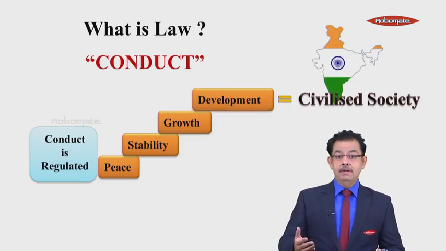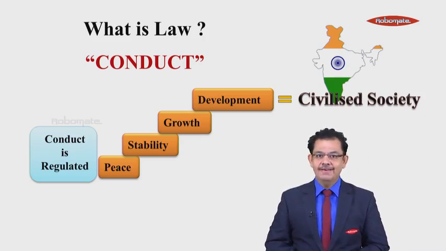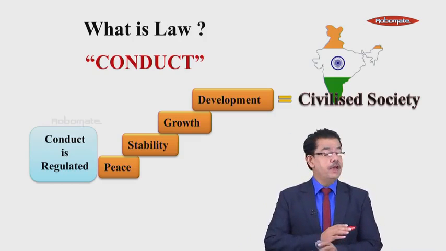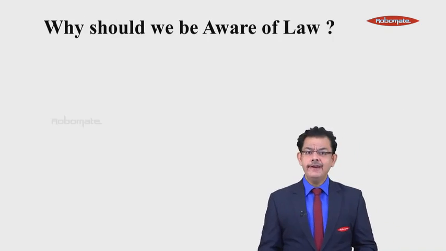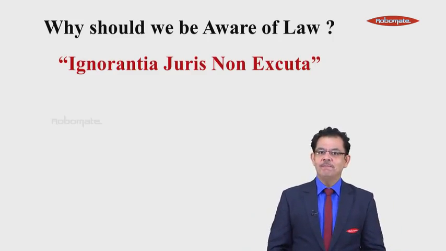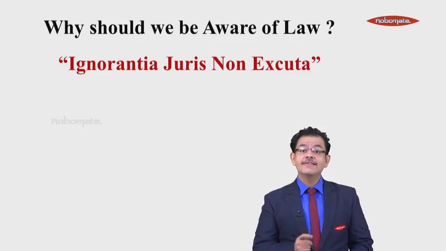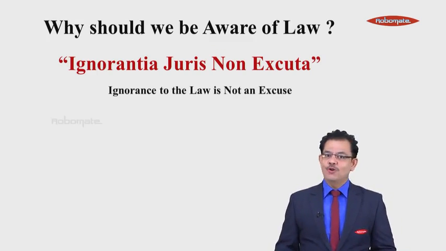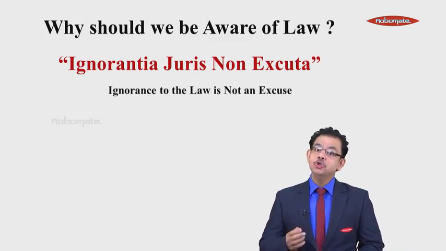So the conduct of the people must be regulated. To regulate that conduct of the people, we need a guardian, we need a parent called law. That is the first thing. And the second important point about the law that must be very clear in your mind is, why should we be aware of the law? What is the need? Because of a maxim, ignorantia juris non excusat. This is a universal maxim, applicable everywhere throughout the world. What does this Latin maxim stand for? It stands for: ignorance of the law is not an excuse. You do not know the law, that cannot be a good defense. You should be aware of the law.